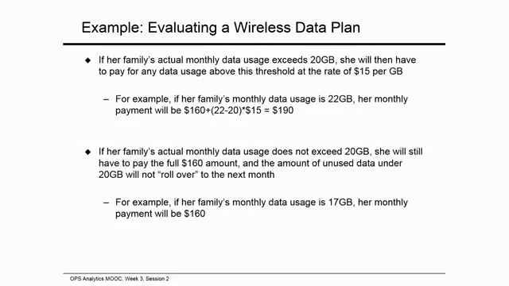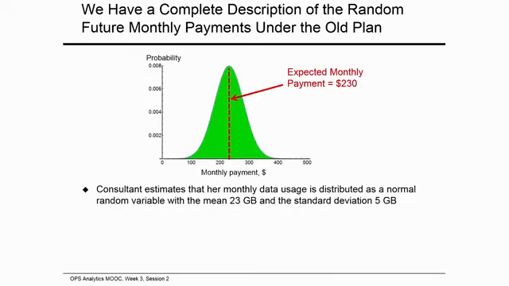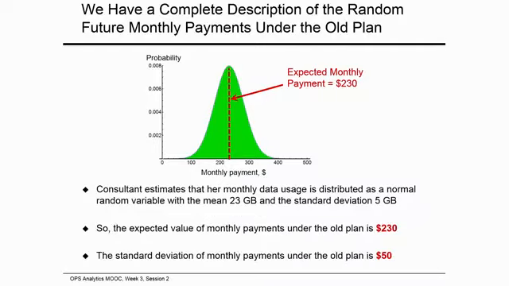If, on the other hand, her data usage in a particular month does not exceed 20 gigabytes, her monthly payment will be just $160. Based on historical data usage values, our consultant estimates that her family's monthly data usage is normally distributed with mean 23 and a standard deviation of 5 gigabytes. So she also knows the distribution of her monthly payments under the current plan: normal with mean $230 and a standard deviation of $50.